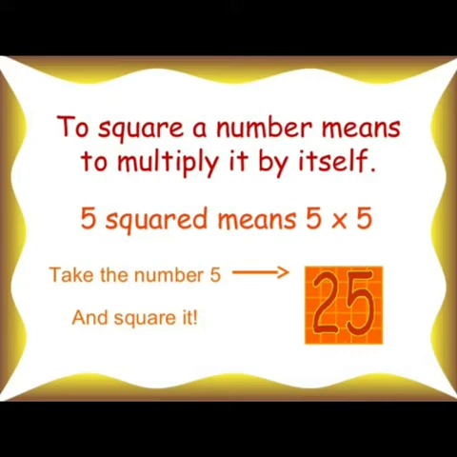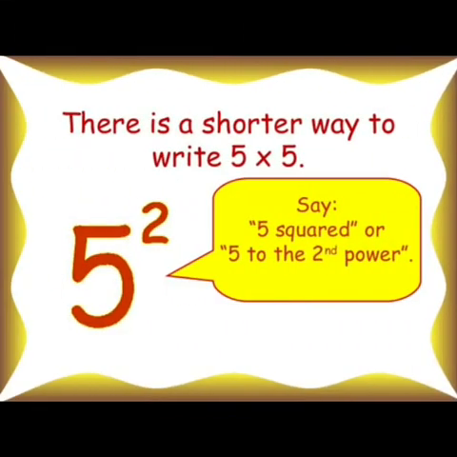To square a number means to multiply it by itself. Square means you multiply the same number two times. Let me take the number 5. You have to multiply again with 5. We will get the answer 25. The next one: there is a shorter way to write 5 into 5. That is 5 into 5 is nothing but 5 square.